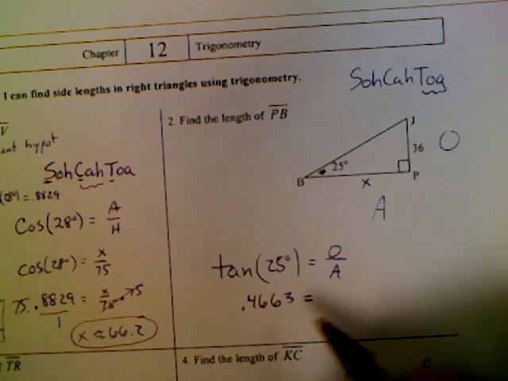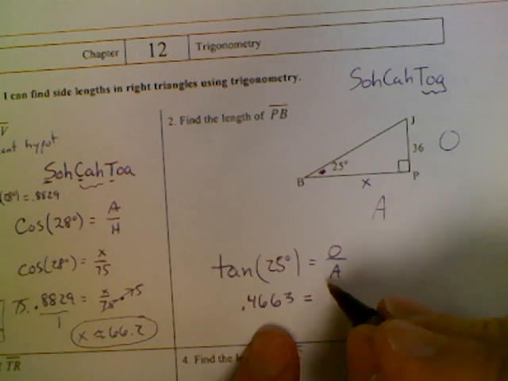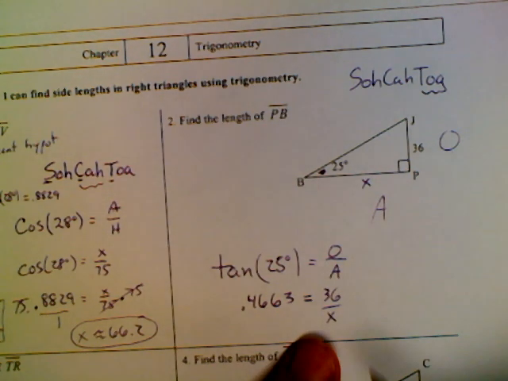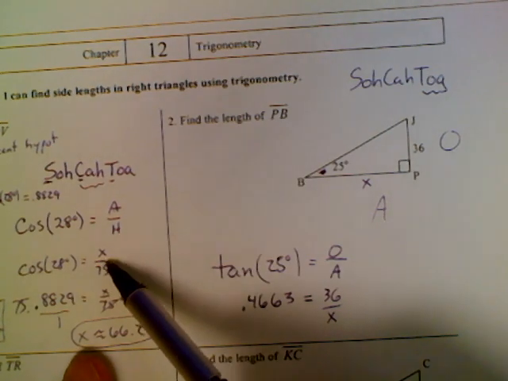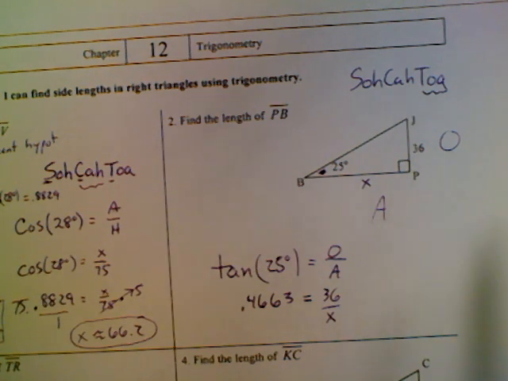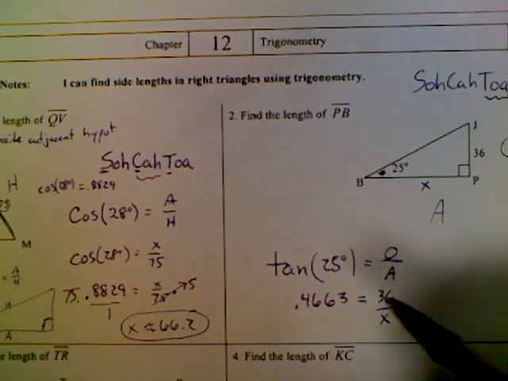So the tangent of 25 degrees is this. The opposite is the 36. The adjacent is the x. Look what happened this time. The x ended up in the denominator. That's going to happen to you half the time. There's no way of predicting ahead of time whether the x is going to be in the numerator or in the denominator. Denominator always makes the algebra more difficult, but you just got to deal with it.